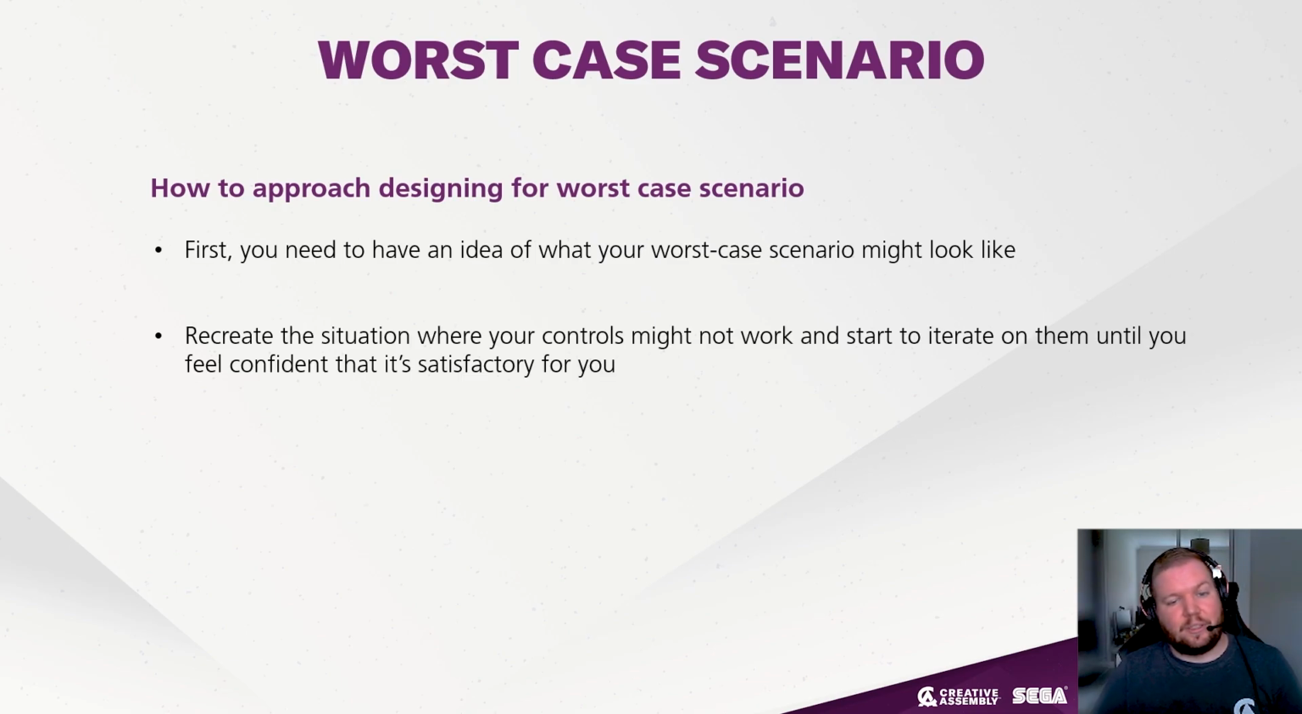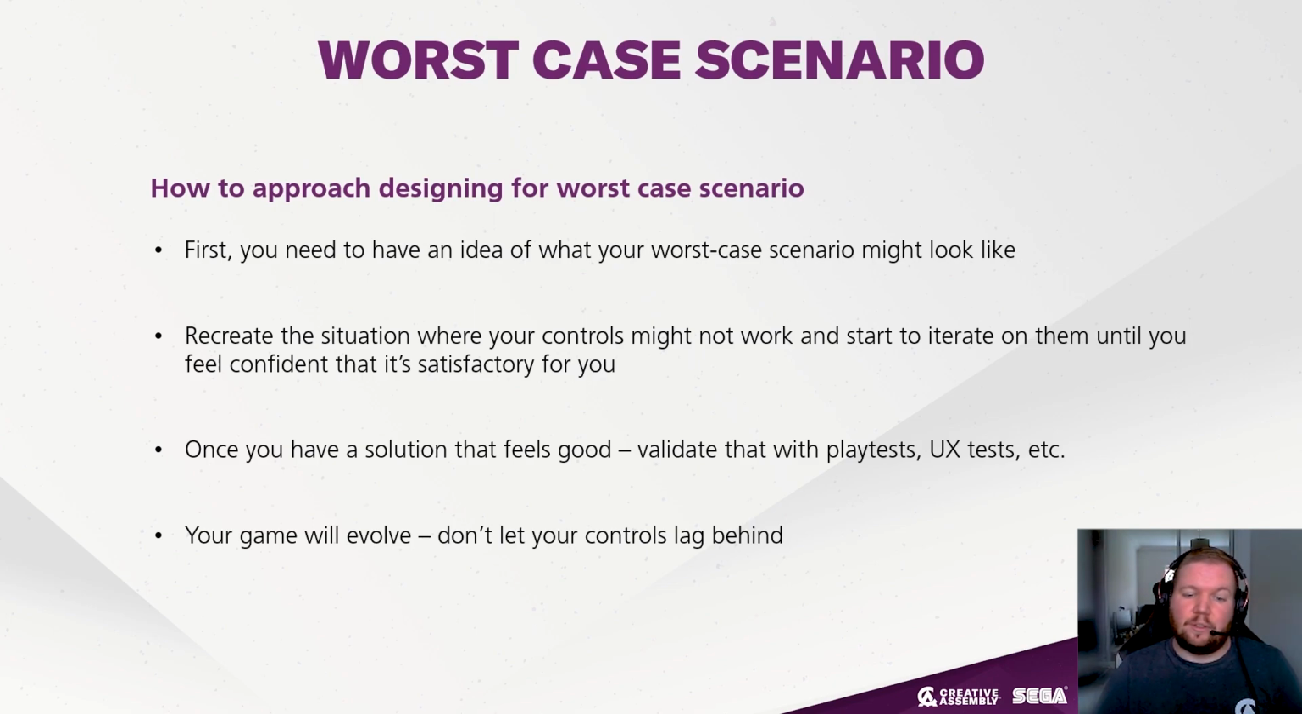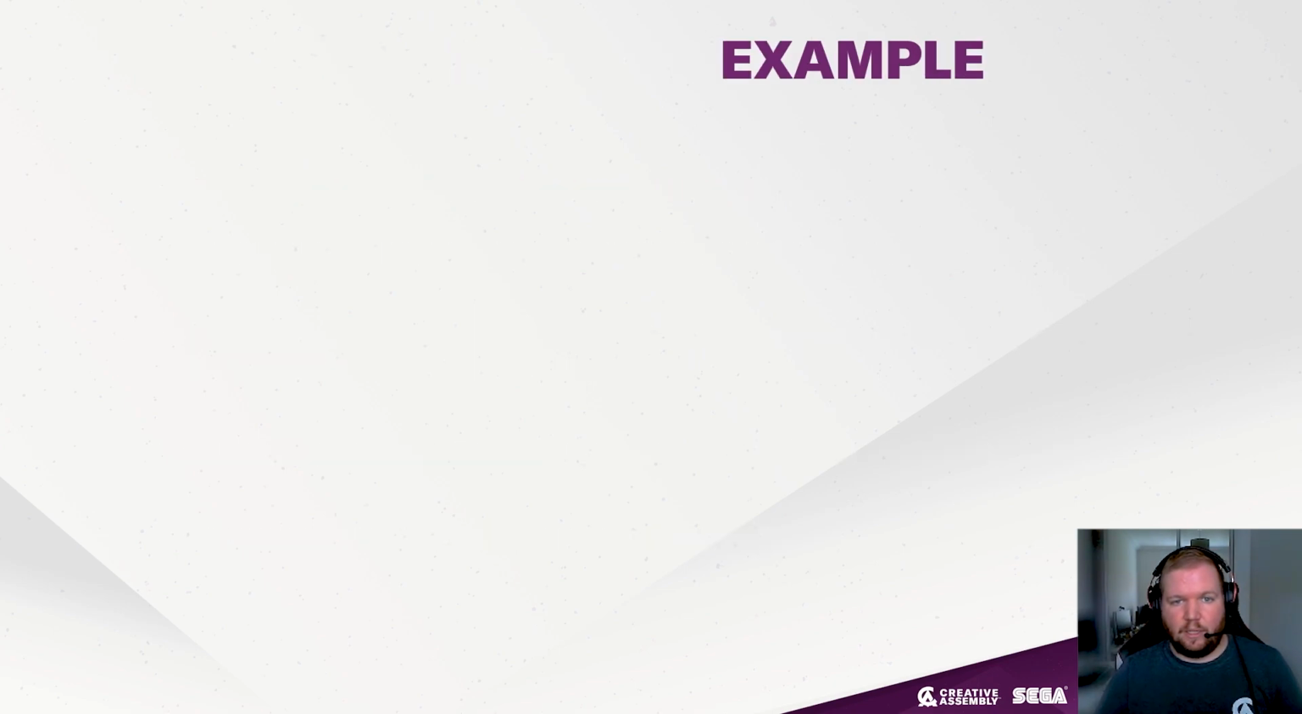Then you need to recreate a situation where your controls might not work and start to iterate on them until you feel confident that it's satisfactory for you. Once you have a solution that feels good, you need to validate this with playtest, UX test, and all of that. It's important that your game will evolve, so don't let your controls lag behind. If your game goes through significant iterations, your controls need to adapt and they need to be brought up to speed as well. So let me give you an example.